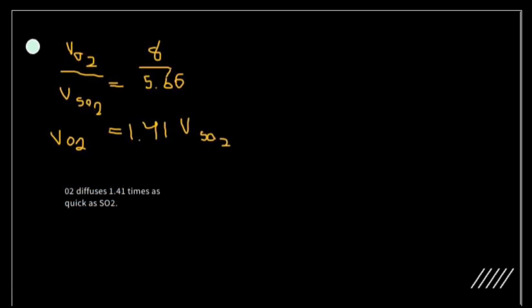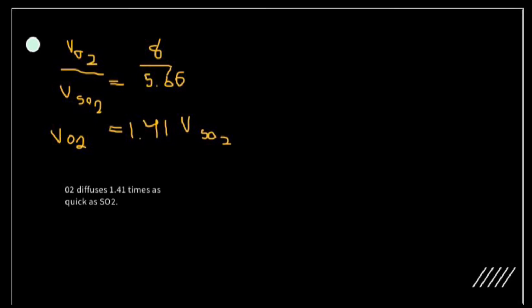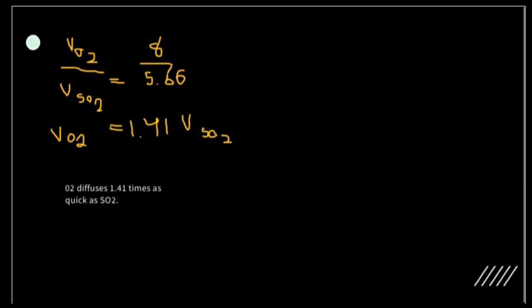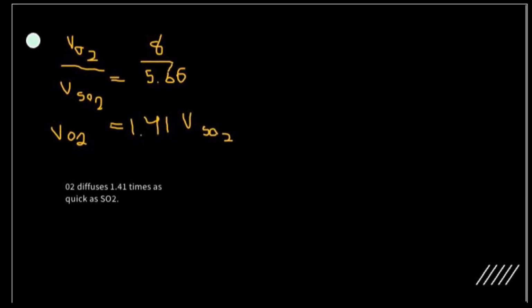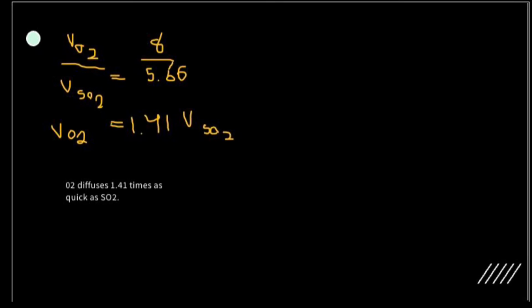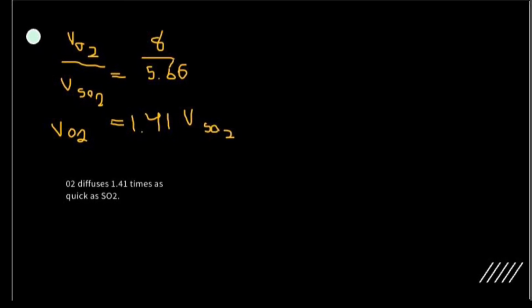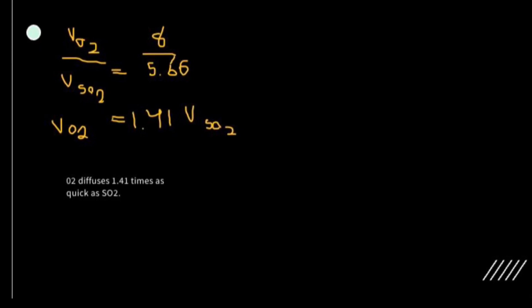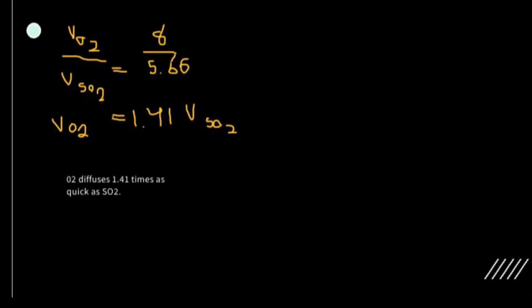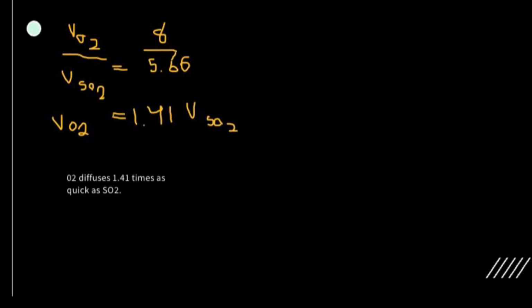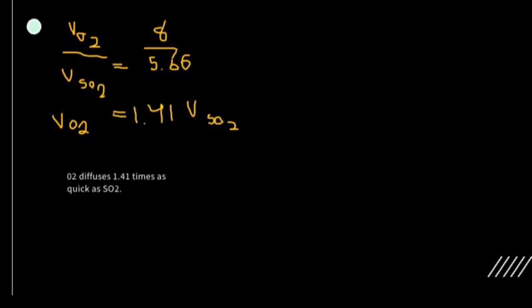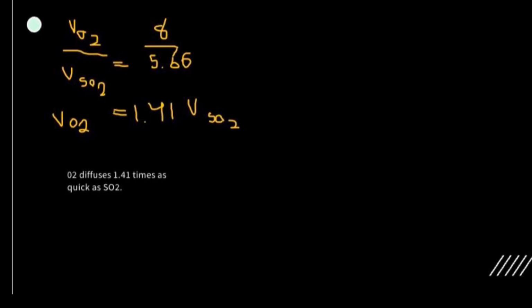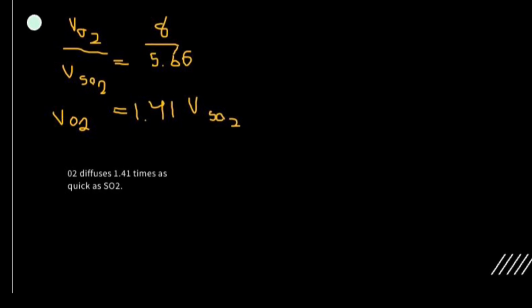Now we're on the next slide and we'll be looking at the yellow-orange color. The volume of O2 over the volume of SO2 equals 8 over 5.66. Then the volume of O2 equals 1.41 times the volume of SO2. Therefore, we can say that O2 diffuses 1.41 times as quickly as SO2 does.